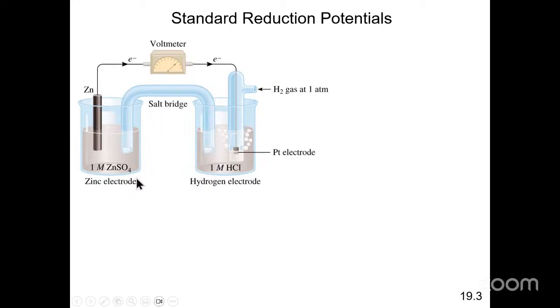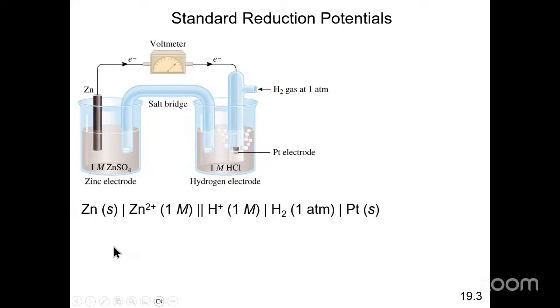And what we observe is that there'll be a flow of electrons from the zinc electrode to the standard hydrogen electrode, right? So what does that tell us? Well, before we do that, this is the cell diagram for this particular cell, right?